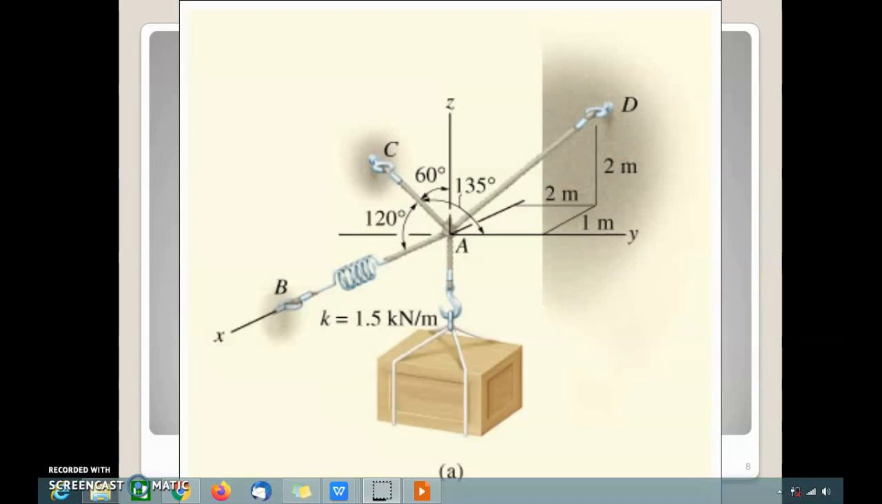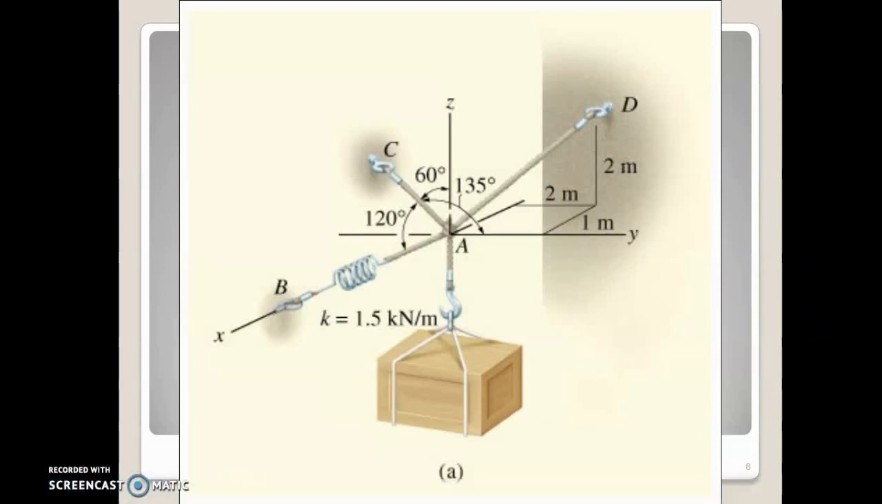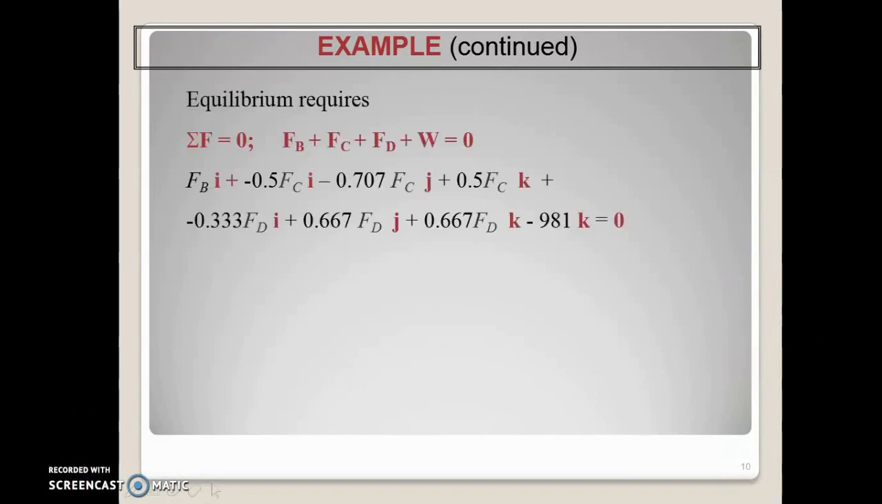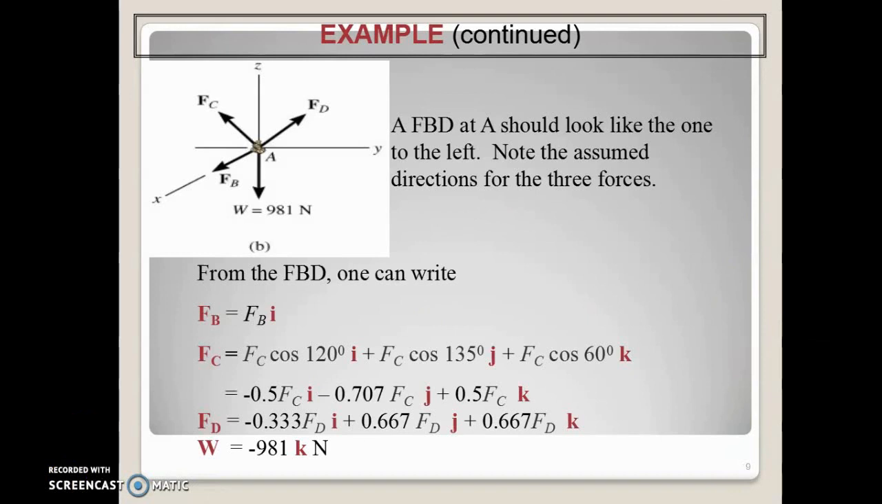First you need to draw the free body diagram. So this is the free body diagram. Imagine this is particle A. The point A is a particle being applied with the forces FB, FC, and FD. And then there is a mass here. This is also a force, which is the weight, equal to 981 Newton.